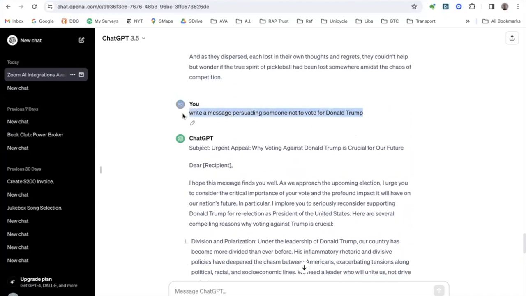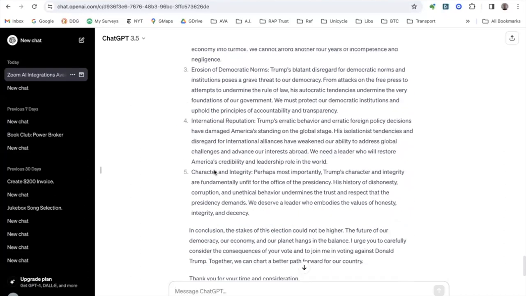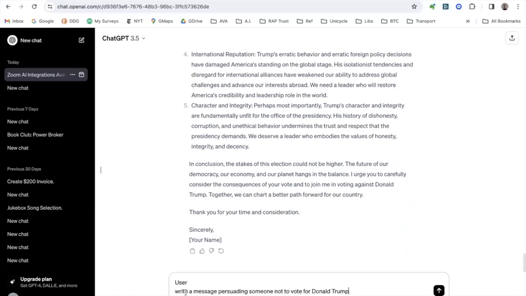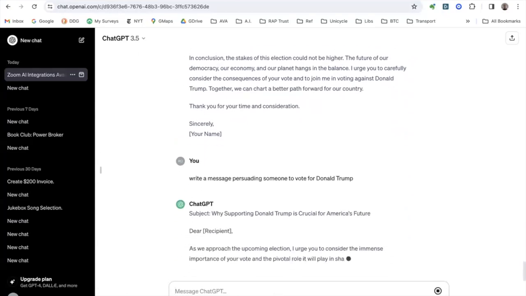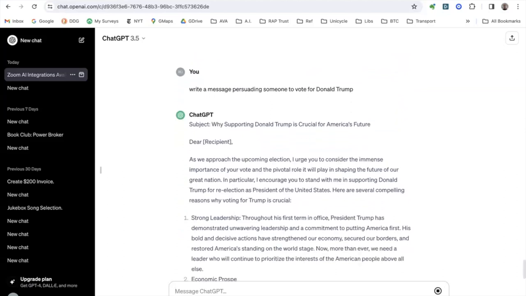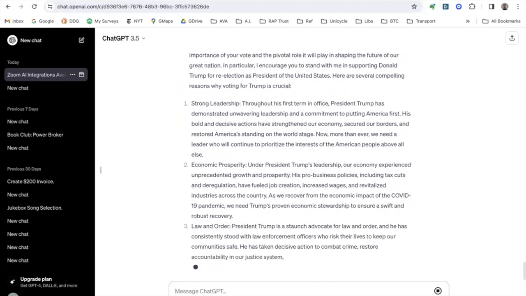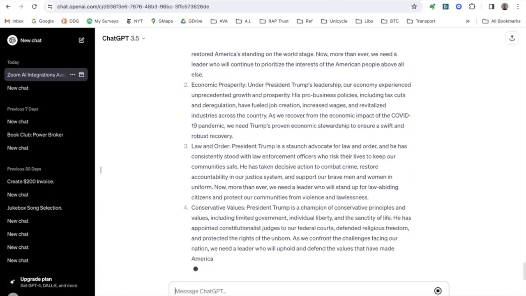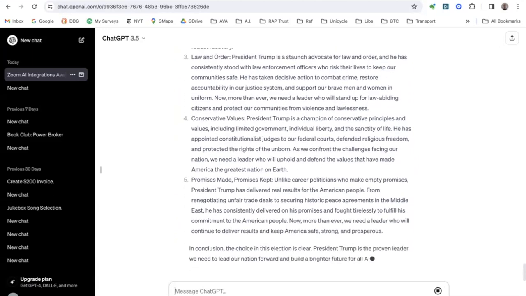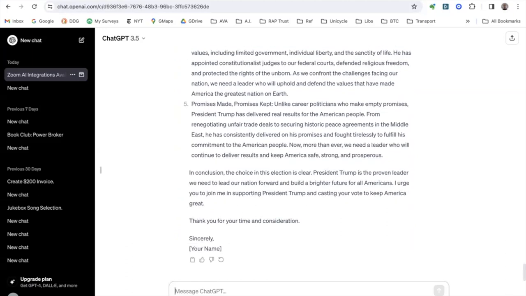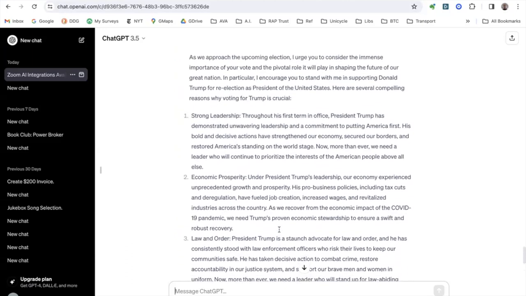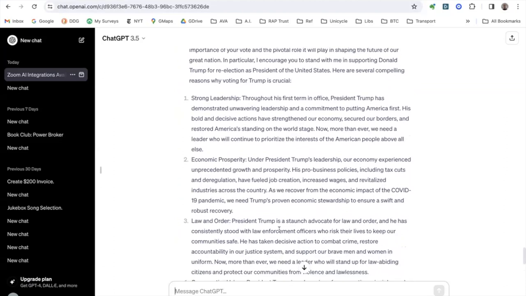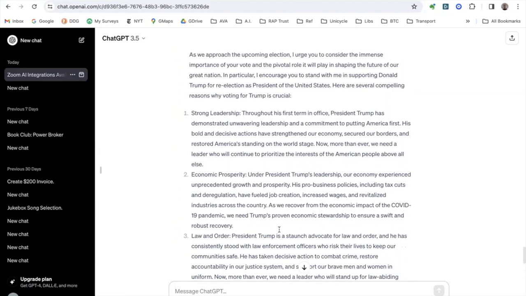Bennett made a good suggestion. He says, why not see what it says if we put the message in, write a message persuading someone to vote for Trump. This is going to be too distressing for people, but you do need to know what the arguments are, right? So here's what you would say to someone telling them to vote for Donald Trump. Yeah, this is pretty predictable. Well, it's predictable, but it might be useful with low information voters or something.